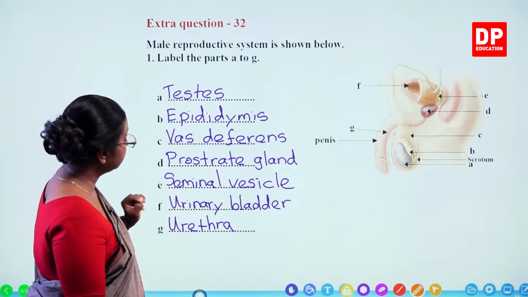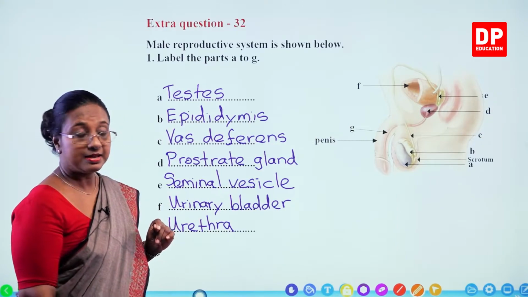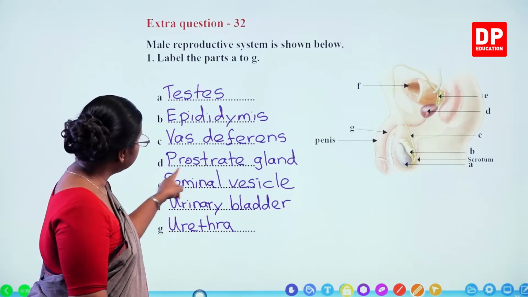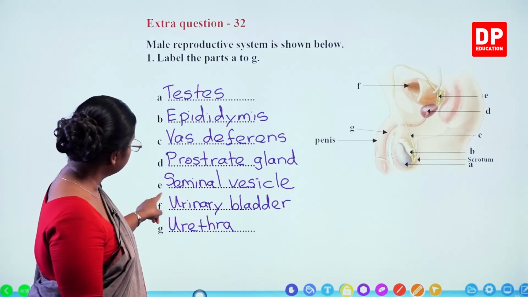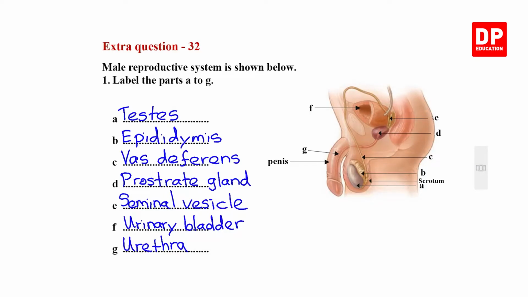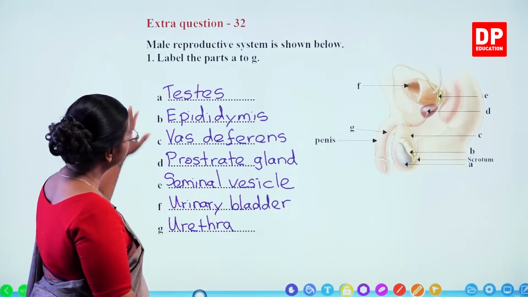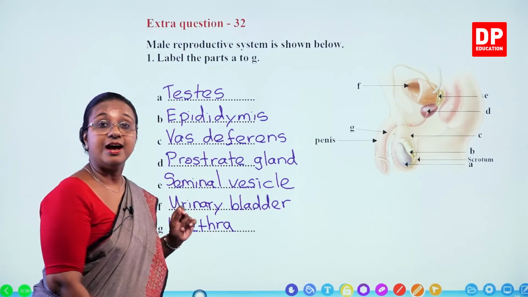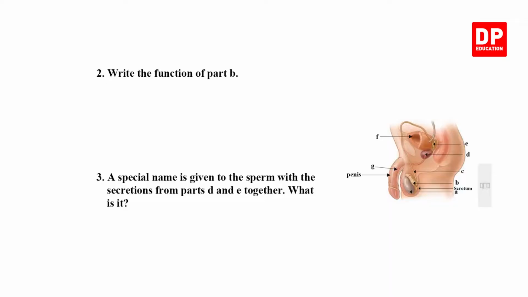A is testis, B is epididymis, then C is vas deferens, D is prostate gland, then E seminal vesicle, and F is urinary bladder, and also G is urethra. So, I am sure students you would have labeled all these correctly. With that, I will move on to the next question.